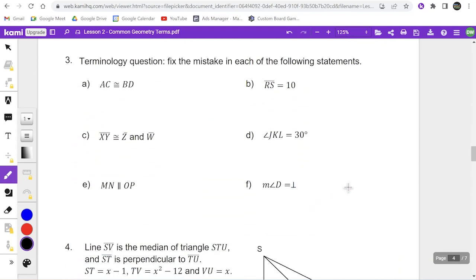Number 3 is probably my favorite question of the night. It's a terminology question. We get to basically prove wrong or right what we were saying before, and we're going to actually get the notation right now. And I am going to ask the audience for each of these. So get ready. For the first one, part A, AC is congruent to BD. What's wrong with this? Can anyone tell me?